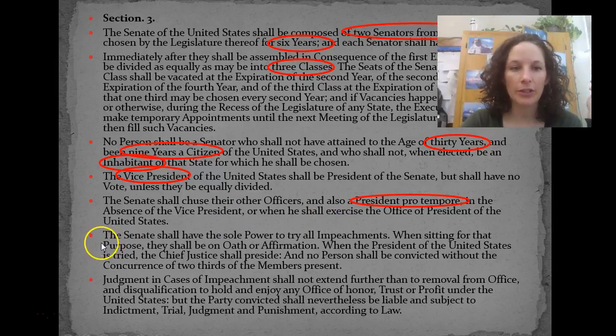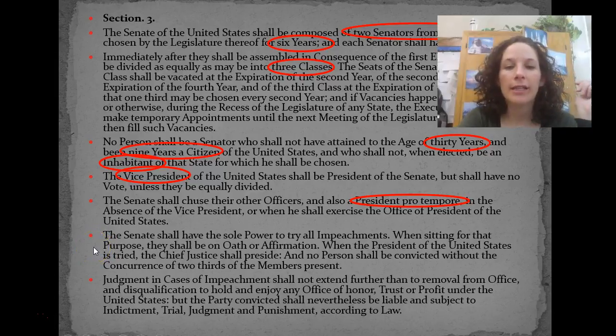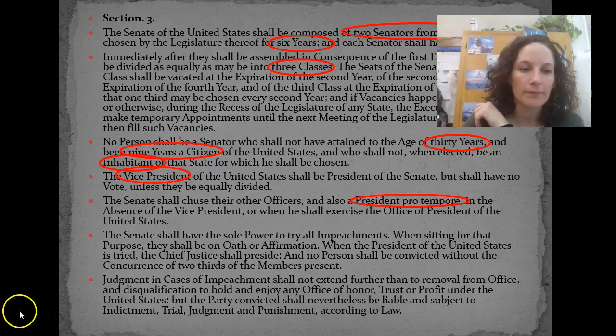Coming down here to this clause, the Senate has the sole power to try all impeachments. While the House can vote to impeach, the Senate can vote to convict. This is an example of intra-branch checks and balances. In order to convict, you need a 2/3 vote. So 2/3 of the Senate, 67 votes. And if you pause it.